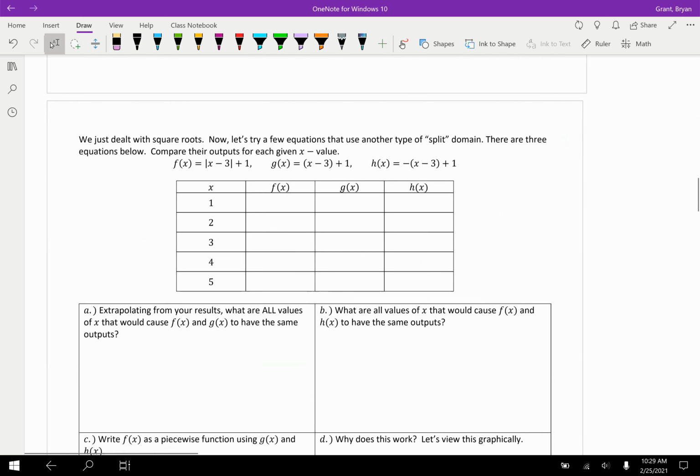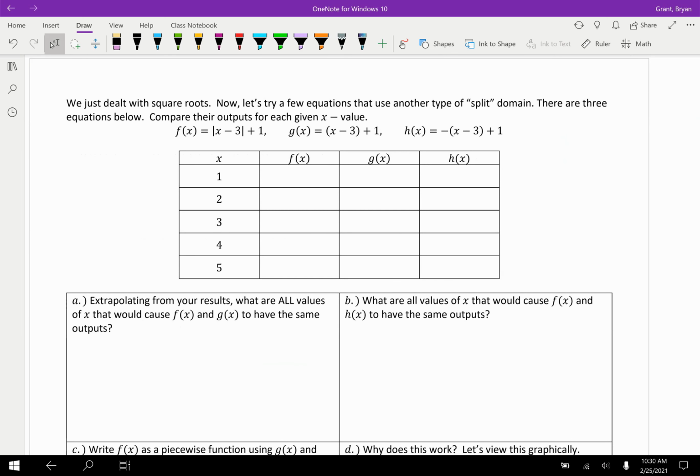Now, hopefully we're feeling okay on that because now we're going to go back to algebra again and look at another case when this can happen.